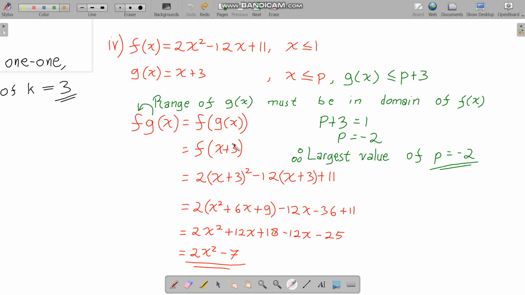And to find the composite function, we can just plug g into f. Well, g is x plus 3, so we replace each x in f with x plus 3, and then we expand the quadratic and simplify, and we get the composite function.